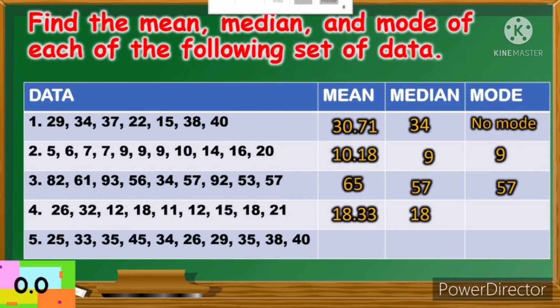The answer is 18. You did it right. Next is mode. Your time starts now. Answer is 12 and 18. Then you are correct. You did a great job. For number 5, we have 25, 33, 35, 45, 34, 26, 29, 35, 38, and 40. You have 15 seconds to find its mean. Your time starts now.